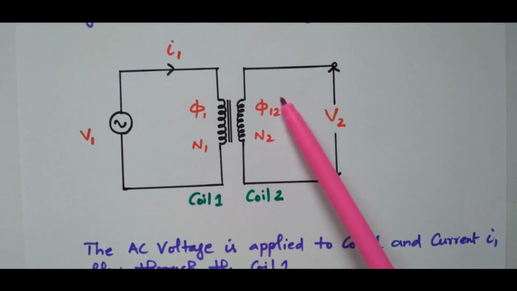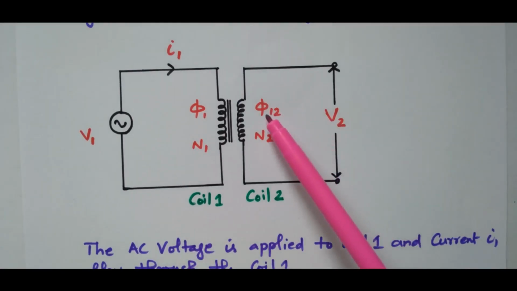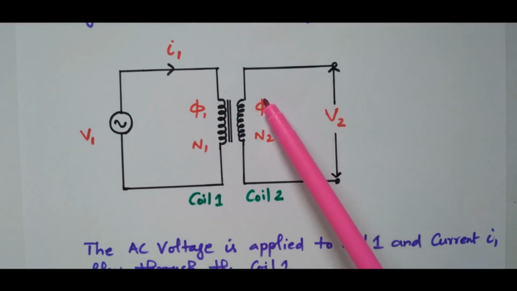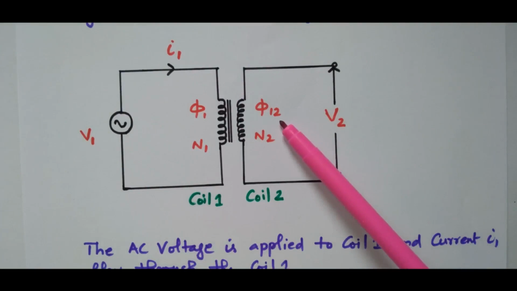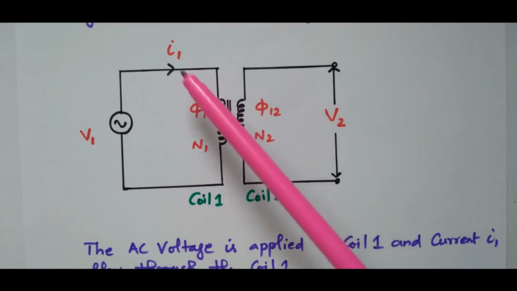This flux is also a rate of change of flux, so due to that, EMF is induced in the second coil. This EMF depends upon this flux φ12. This φ12 depends upon φ1, and this φ1 depends upon I1. So this V2 depends upon φ12 in the second coil and I1 in the first coil. That is an important thing: flux in the second coil and current in the first coil. Due to the current only this flux is produced, right?